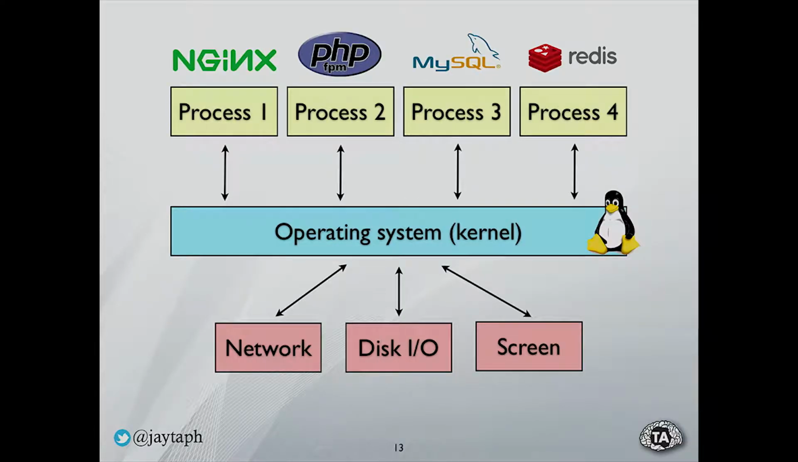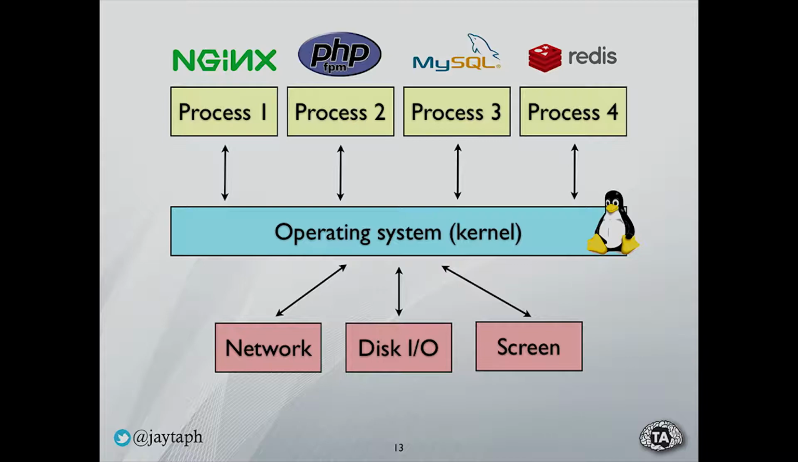And it looks something like this. So we have four processes: Nginx, PHP FPM, MySQL, Redis, and they're all separate from each other. So everything that Nginx does does not interfere with anything that PHP FPM does, which does not interfere with MySQL, etc. And everything is communicated through the kernel to the operating system. This is true for Linux, this is true for Windows, this is true for OS X, and pretty much every operating system.